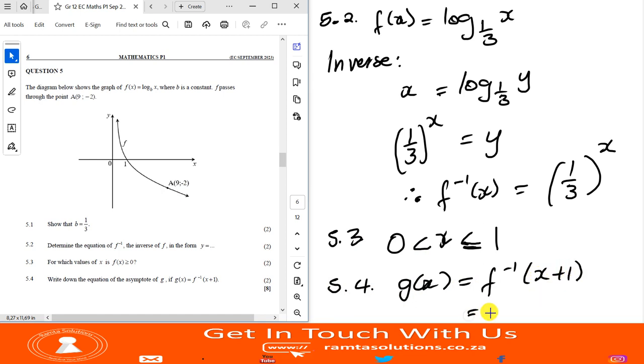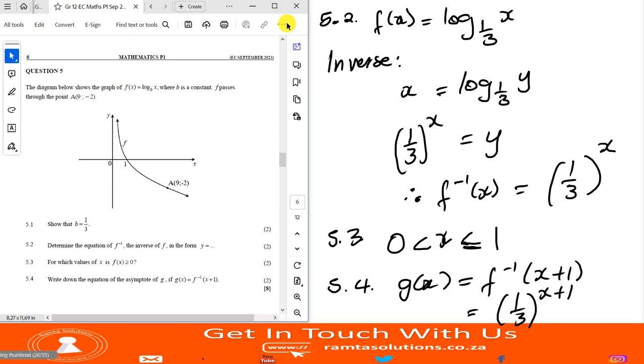What does it mean? On f inverse, what do you do? Where there's x, you put x plus 1. How does this affect the asymptote? It doesn't affect the asymptote, right? It doesn't affect the asymptote. Therefore, the equation of the asymptote is what? y is equal to 0.